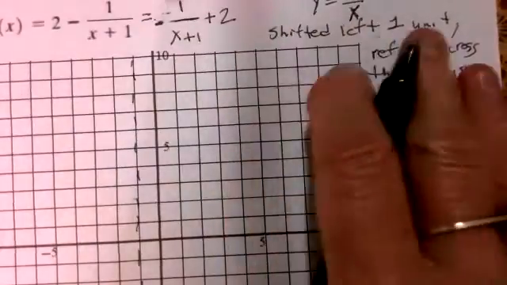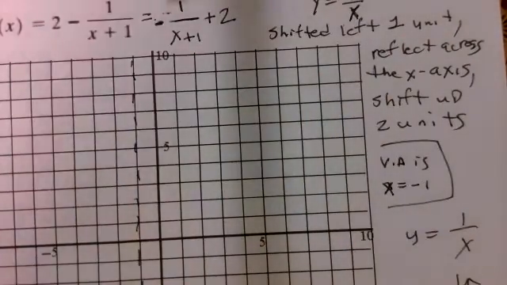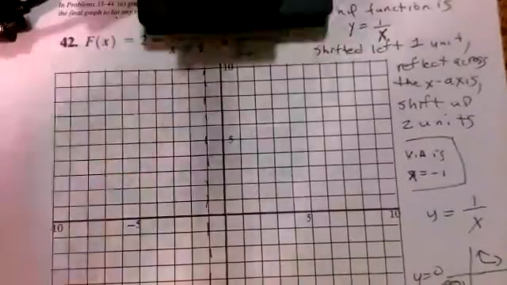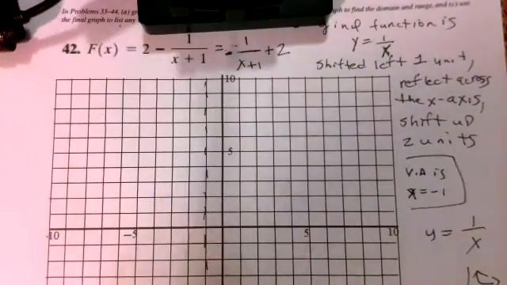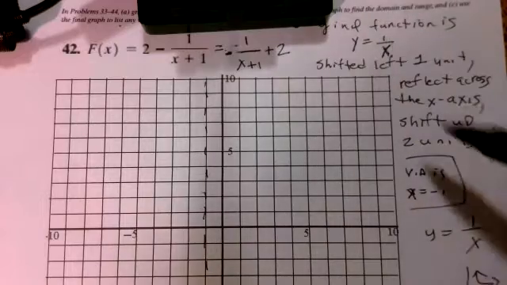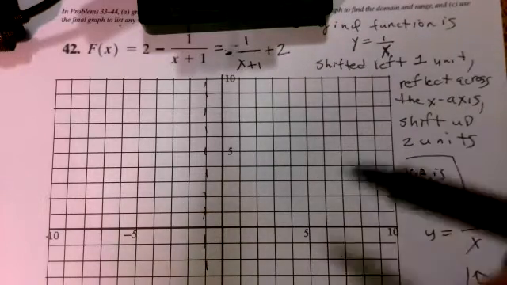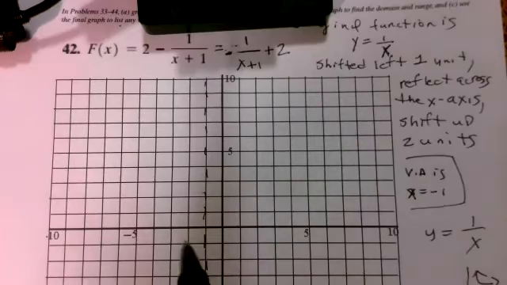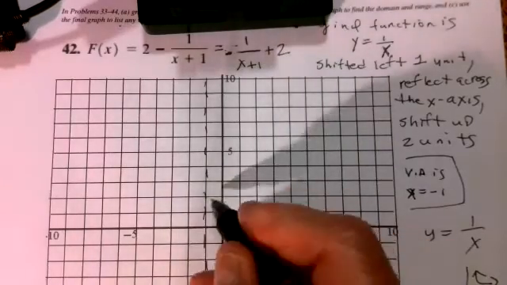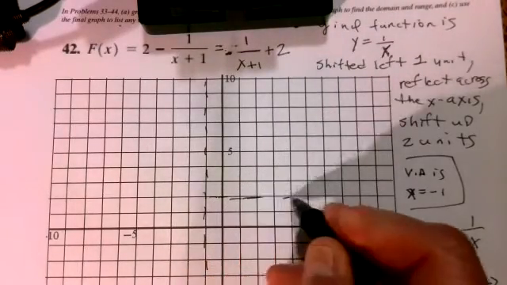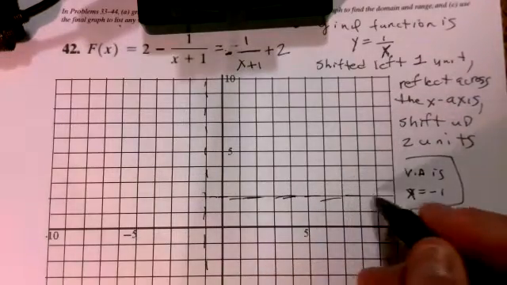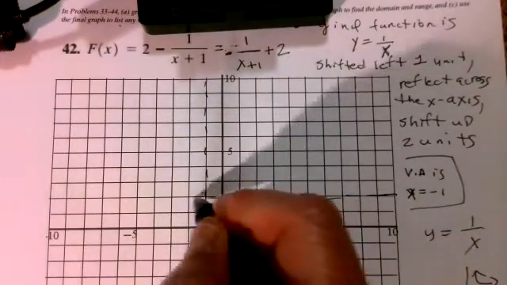So because we're shifting left 1 unit, it's going to shift the vertical asymptote over 1 unit. And we already see this right here. Also, we can see that that's the vertical asymptote just by looking at this denominator. But because we're shifting up 2 units, the normal horizontal asymptote was at y equals 0. But now the horizontal asymptote is going to be at y equals 2.